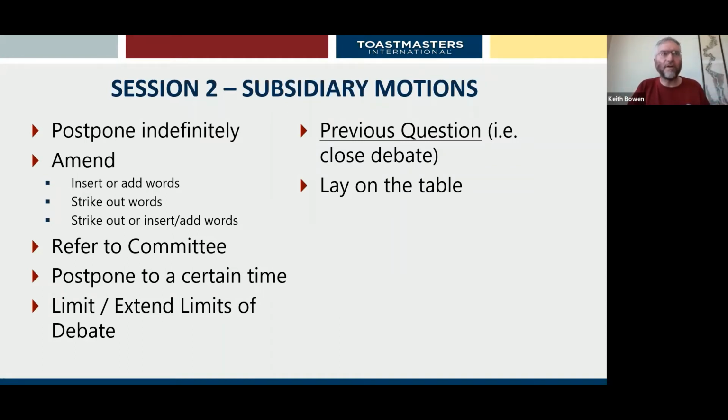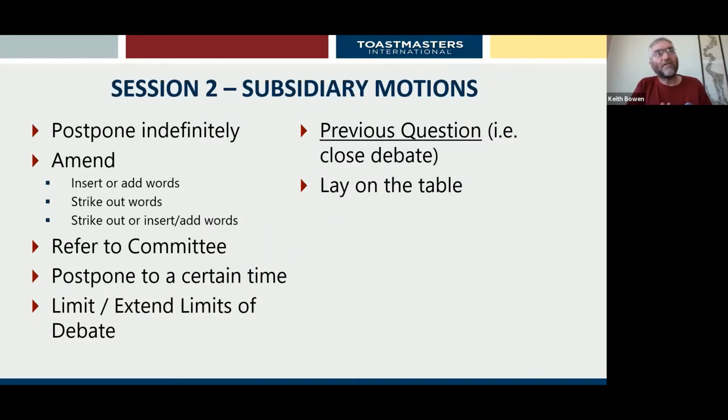The important thing about postponing indefinitely is that it is debated, but it's not amendable. So if someone says we want to postpone this indefinitely, there is still an option to debate. But the whole point is you're debating why we shouldn't talk about this.